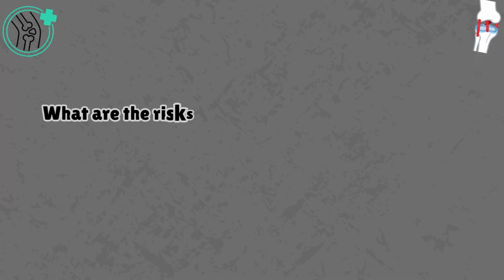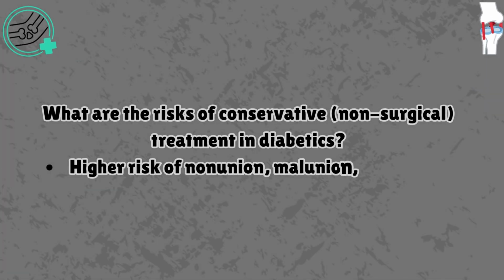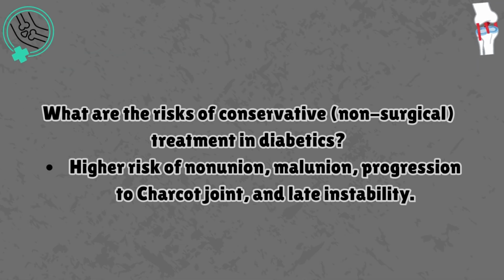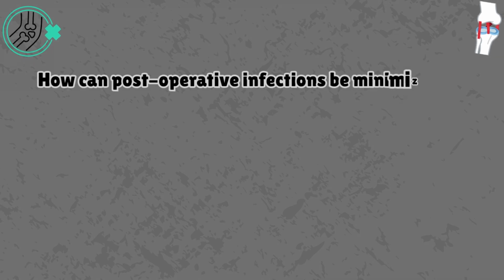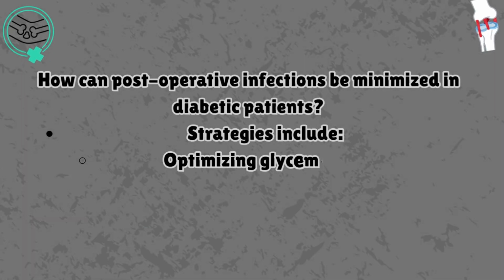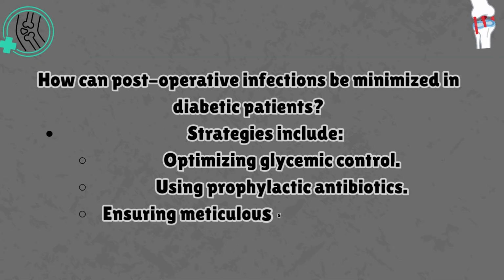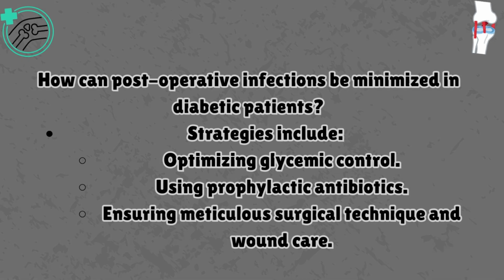What are the risks of conservative treatment in diabetics? Higher risk of non-union, malunion, progression to Charcot joint, and late instability. How can post-operative infections be minimized in diabetic patients? Strategies include optimizing glycemic control, using prophylactic antibiotics, ensuring meticulous surgical technique and wound care.